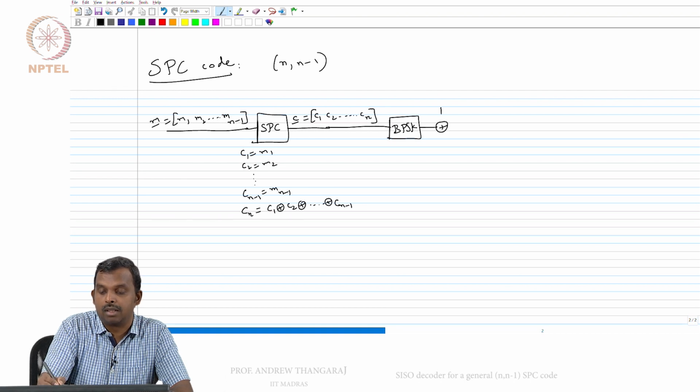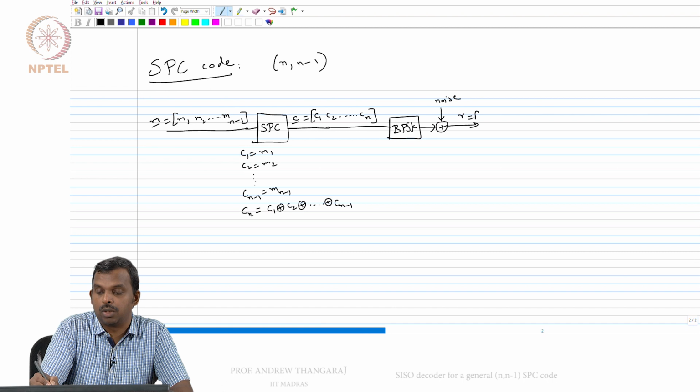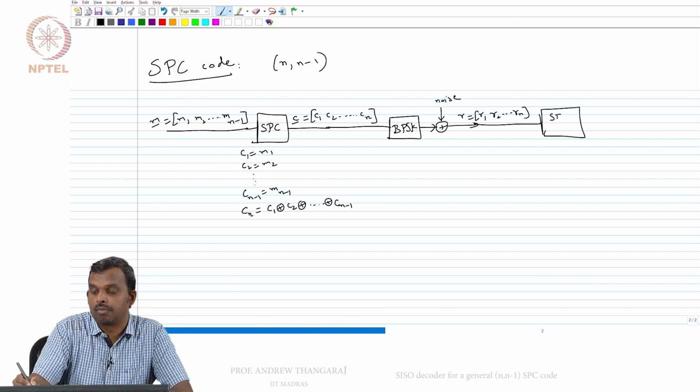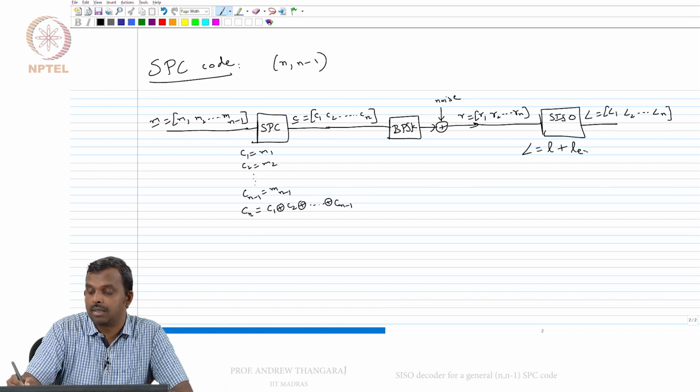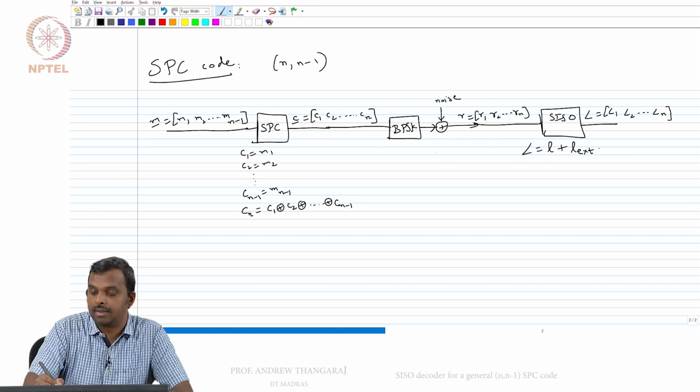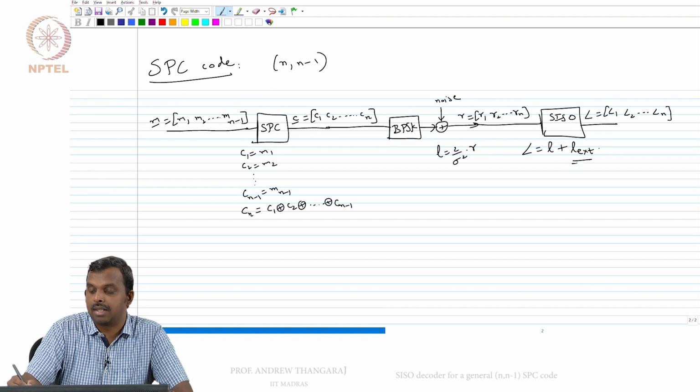C(n-1). So, this is the single parity check code, and then you do BPSK, and you get received values. This is noise. You get received values R1, R2 to Rn, and then you have a SISO decoder, and you put out capital L, which is L1, L2, Ln. This is also L plus Lext, and what is L? L is 2 by sigma squared times R, and this Lext is the critical calculation.